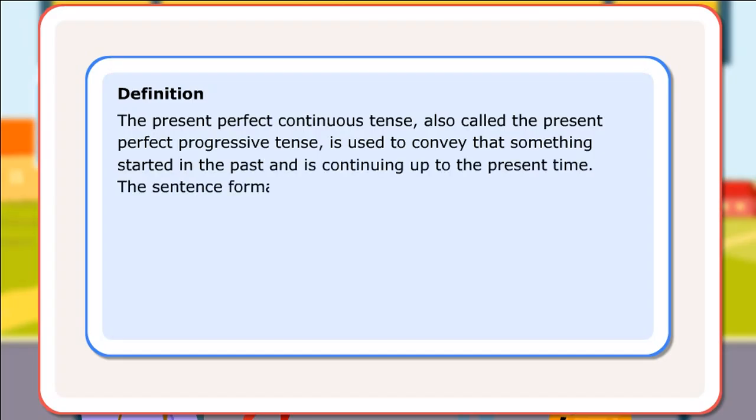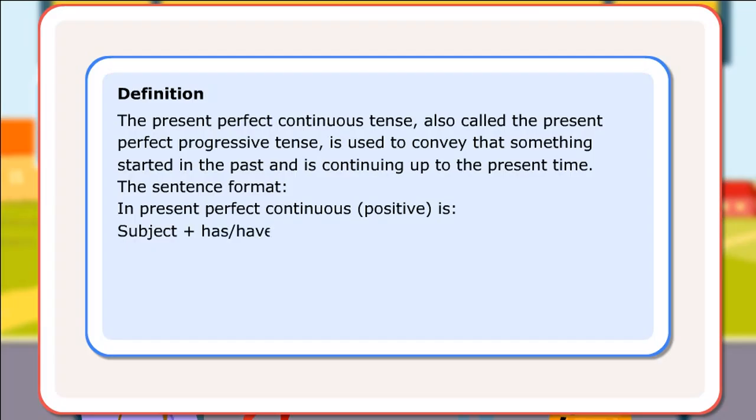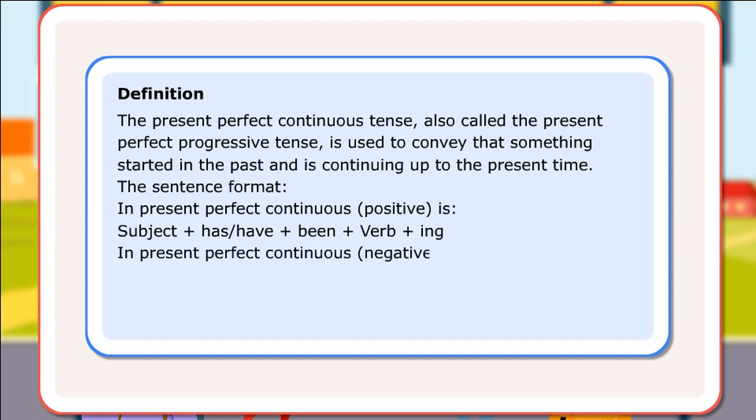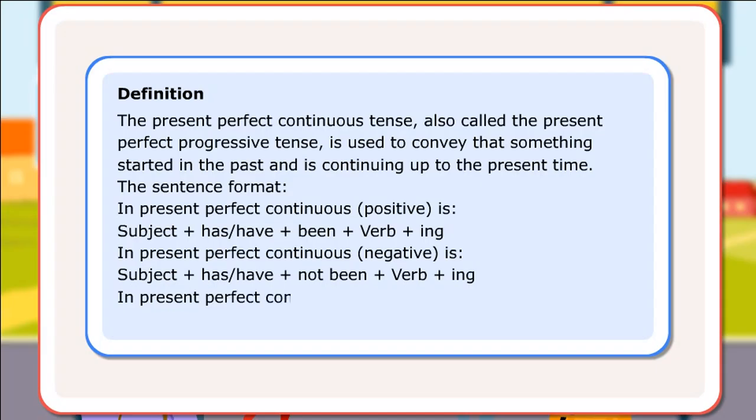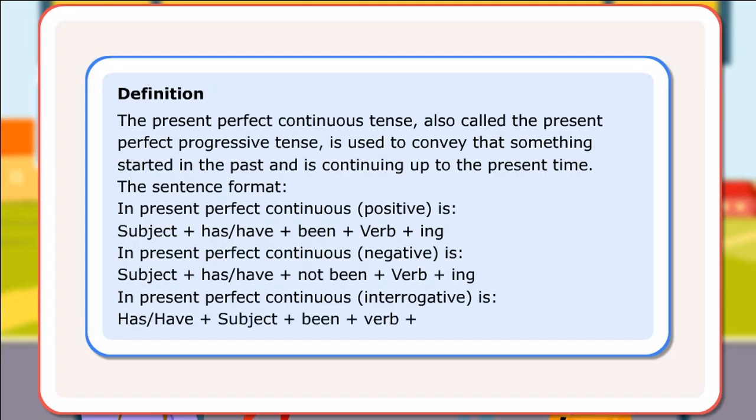The sentence format in present perfect continuous, positive, is subject plus has or have plus been plus verb plus ing. In the present perfect continuous, negative is subject plus has or have plus not been plus verb plus ing. In the present perfect continuous, interrogative is has or have plus subject plus been plus verb plus ing.